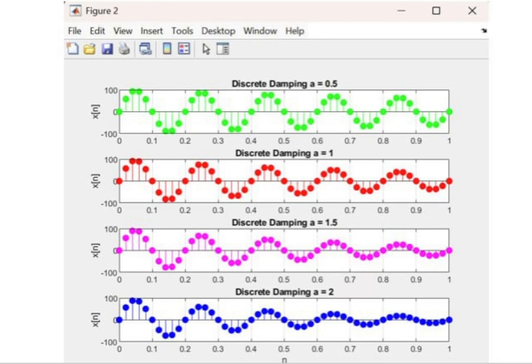In conclusion, all graphs show that increasing the damping value causes the wave amplitude to decrease faster over time. Higher damping causes the signal to lose energy more quickly and makes the oscillation disappear in a shorter duration.